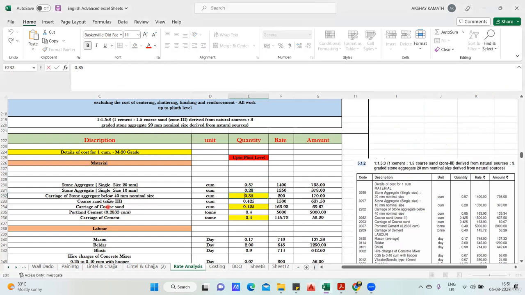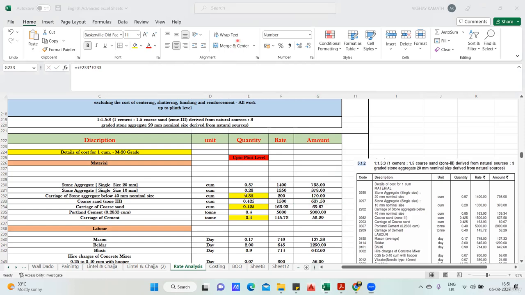Next is coarse sand. Coarse sand per cubic meter they'll charge you. The quantity is 0.425. Let us say in the market my sand is available for 1500 rupees per cubic meter. So my quantity is 0.425. You just multiply 0.425 into 1500. You'll get 637.